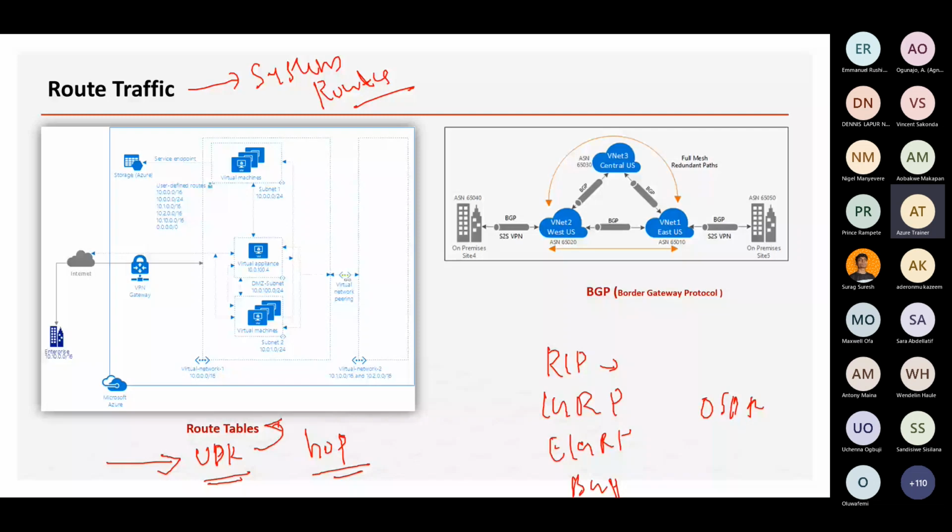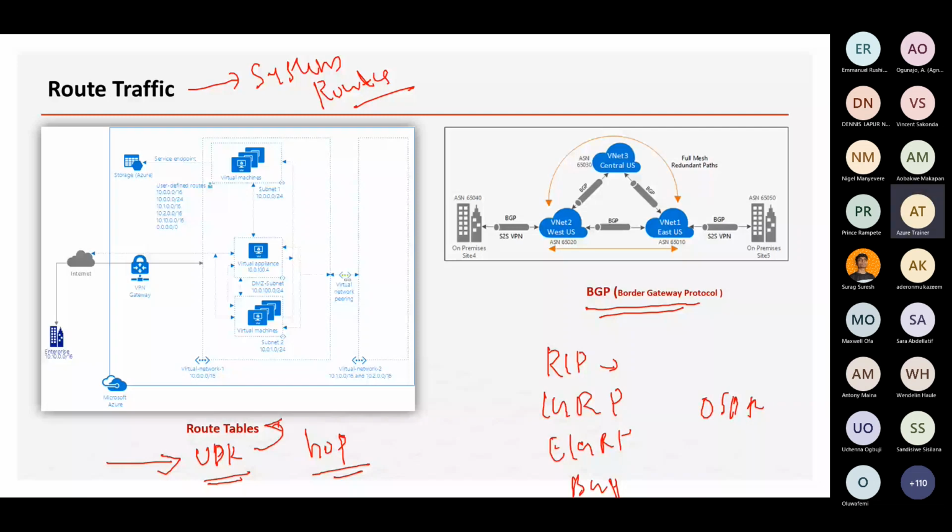Other than that, you have the concept of BGP also available. It is known as Border Gateway Protocol. This is configured at the VPN gateway level. So in a nutshell, Microsoft supports three types of routing here: user defined route, system route, and BGP, that is Border Gateway Protocol. All these features are used for routing in a cloud scenario. Routing basically helps us take the shortest path from one location to another.